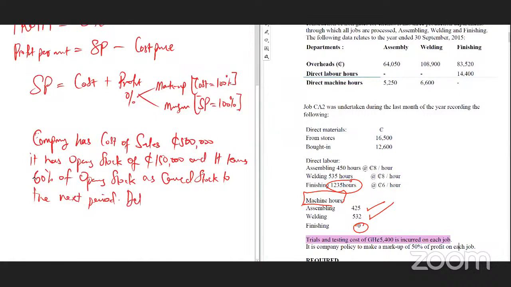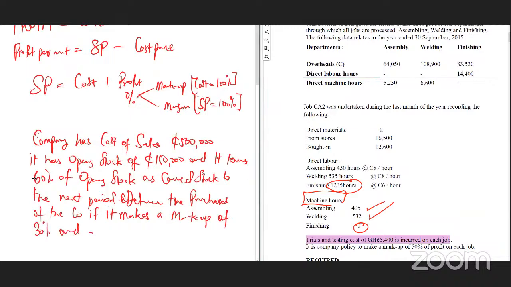So determine the purchases. Are you writing? Determine the purchases of the company if it makes a markup of 30%, and extract the income statement.